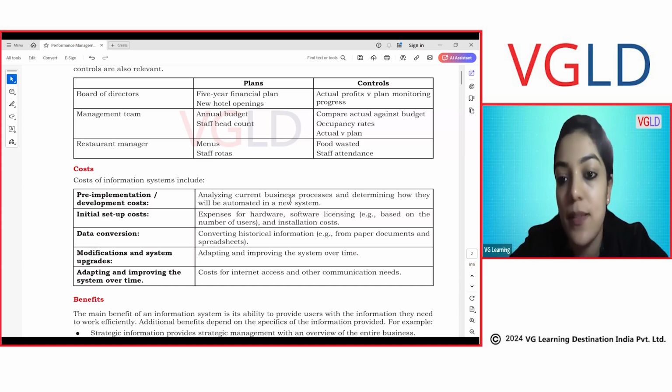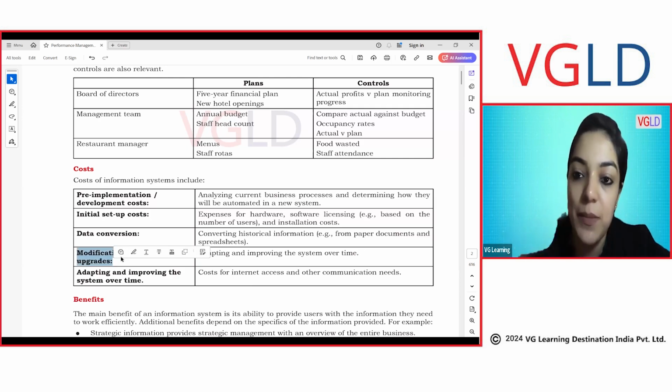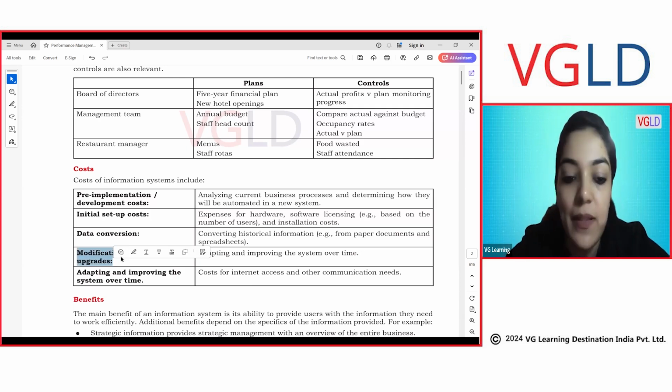So you improve the system. It's not like a one-time affair to create an information system, but important is to maintain it with the updated data. Then adapting and improving the system over time. I think this got repeated here. This will be modifications and system upgrades. That means you keep on modifying as per the requirement.